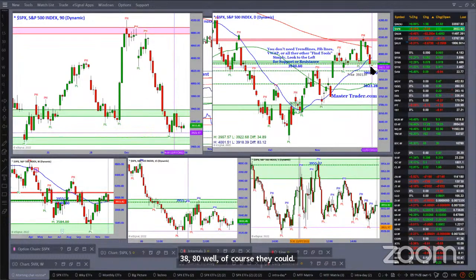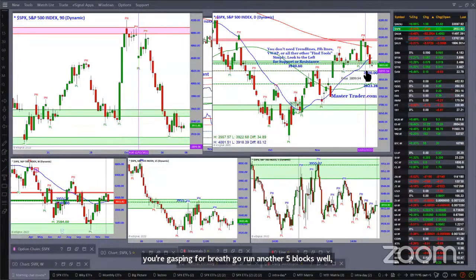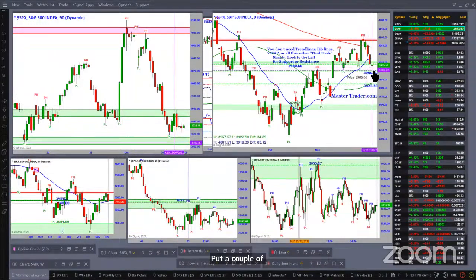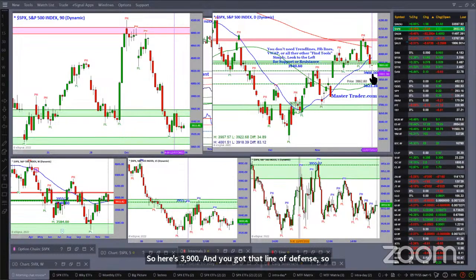It's like, hey, try and run 15 blocks if it's even possible to do that. And then somebody says, hey, go run another 5 blocks, you're gasping for breath. Well, that's not likely to happen. And then let me put a couple of barriers in front of you to jump over. So here's 3,900 and you got that line of defense. So that's a reasonable strike to start with for a spread, even though it's relatively close. And then up above was 4,005.